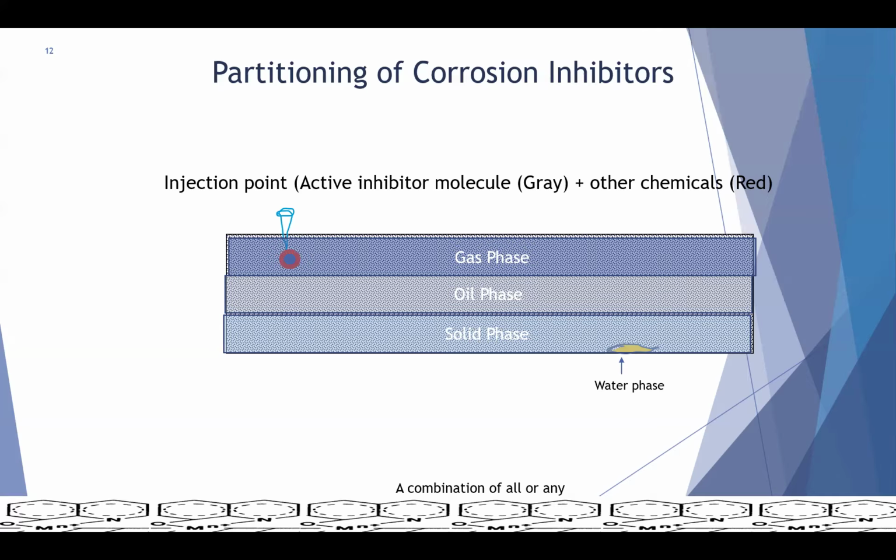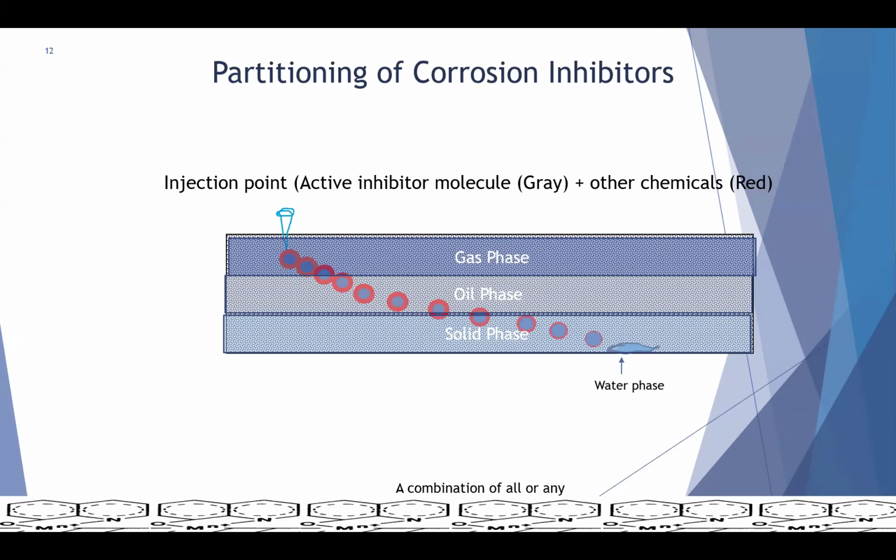So when you inject the inhibitor, we have the inhibitor getting transported from the gas phase to the oil phase. As you can see, slowly the red color disappears, and ultimately the active inhibitor molecule, which is the gray, gets dissolved into the water phase, absorbed onto the surface, and controls corrosion.